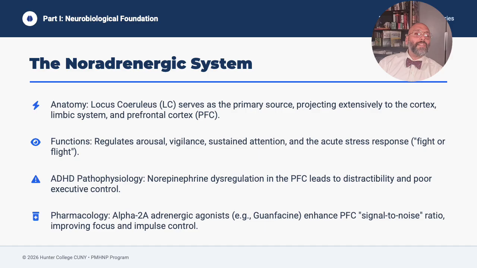Well, if dopamine is the tuning knob for cognitive precision, norepinephrine is going to be the arousal gatekeeper. Now, the primary source of central norepinephrine is the locus coeruleus, right?